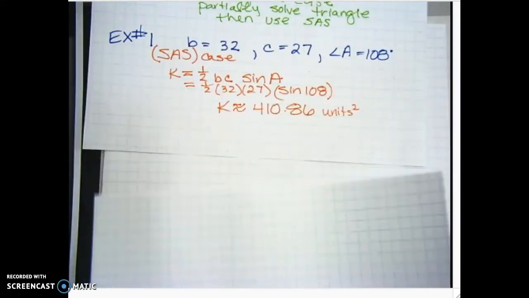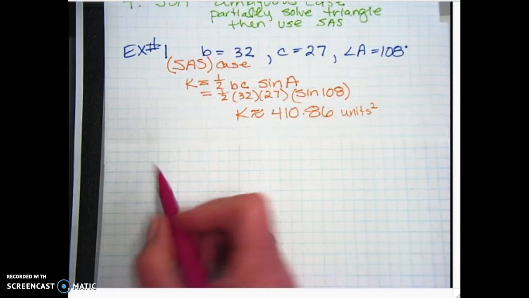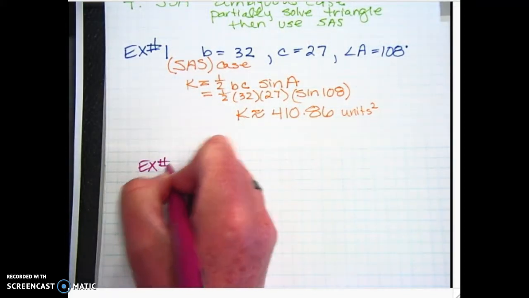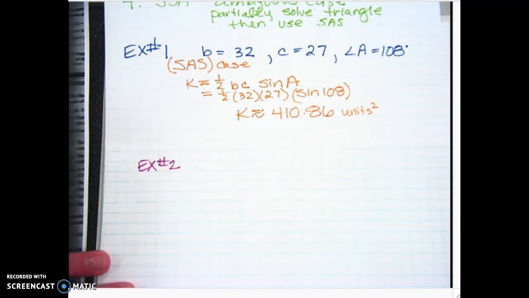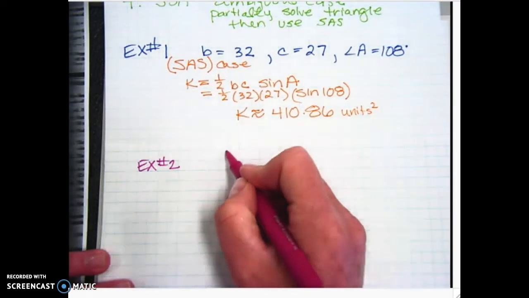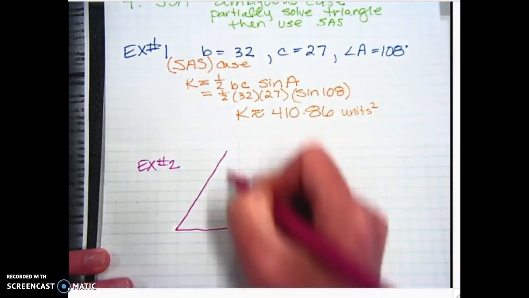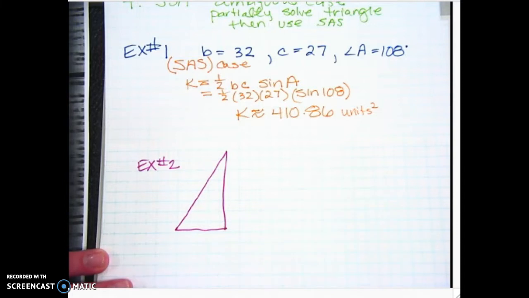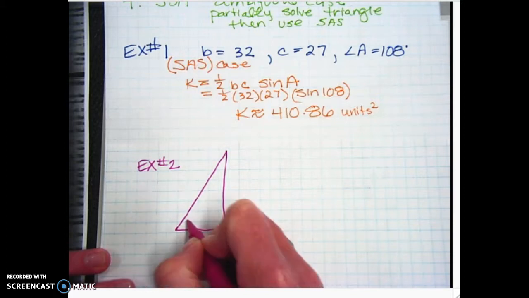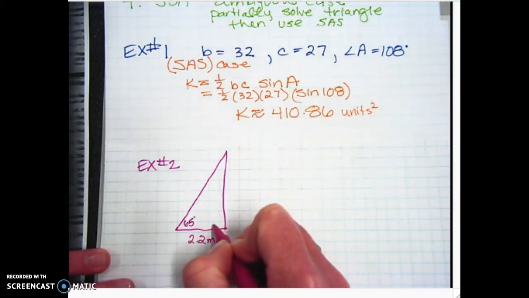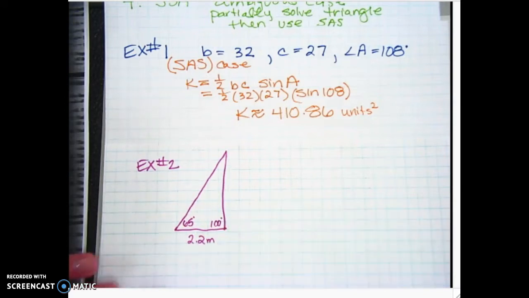Okay, I'm going to move this up. You'll see it in just a second. Still working on it. There it is. All right, example number 2. This time I'm going to draw a triangle for you and give you some information. So this side over here is 2.2 meters. This angle is 65 degrees. And this one is 100 degrees.